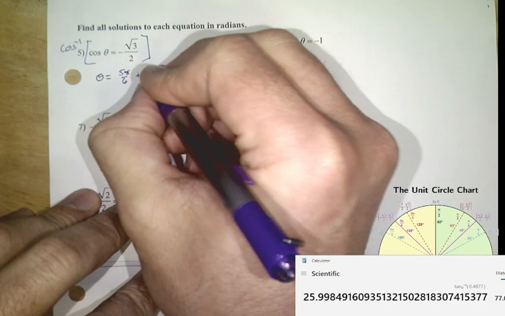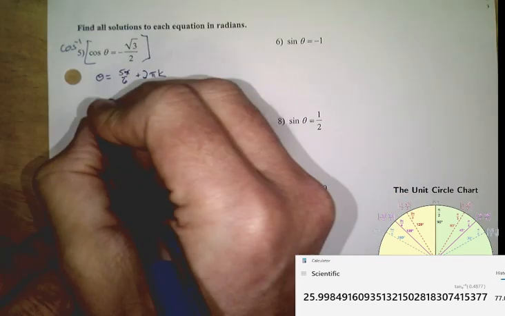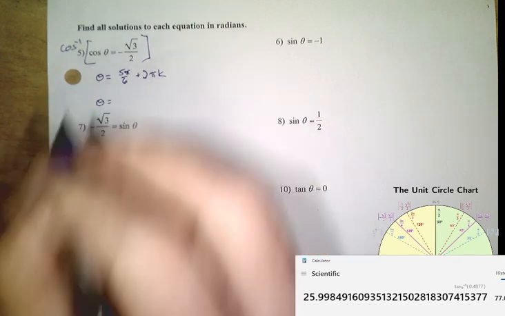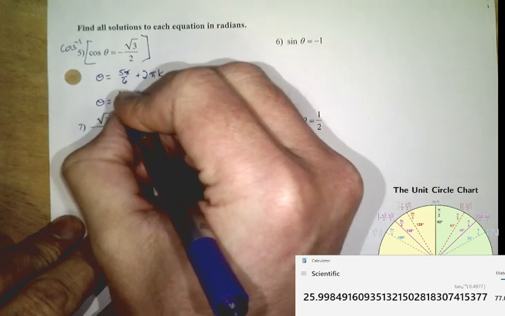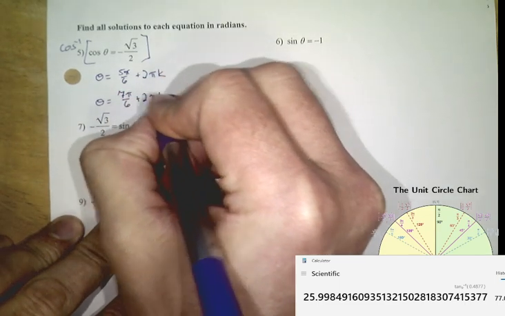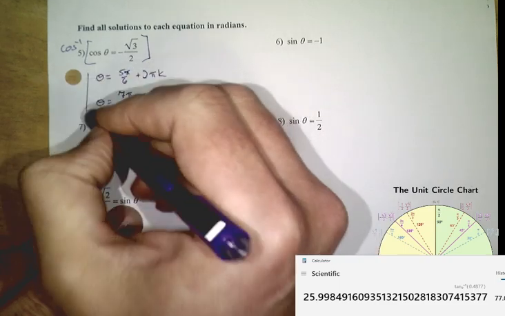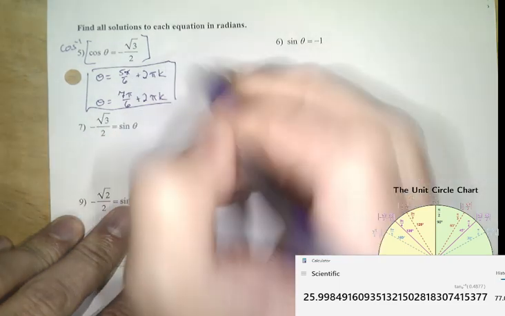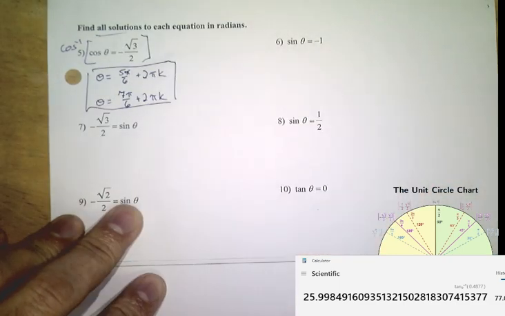5 pi over 6 plus 2 pi k, and theta is equal to the other one, which should be 7 pi over 6 plus 2 pi k. Our theta is now all by itself, so that is our final answer, and that is all solutions.